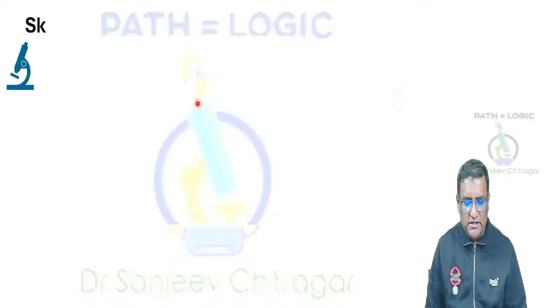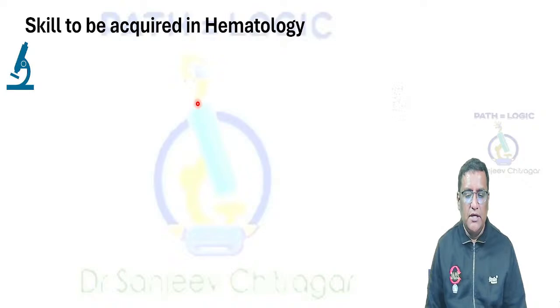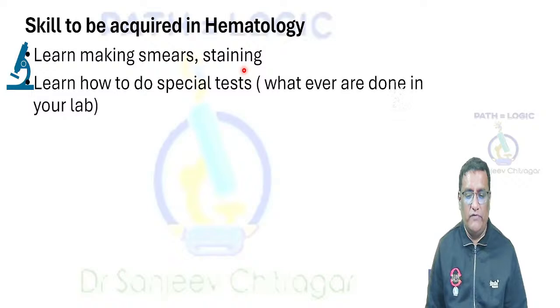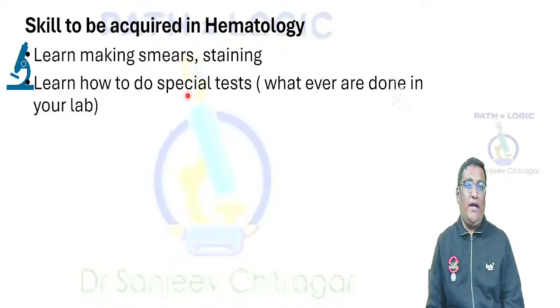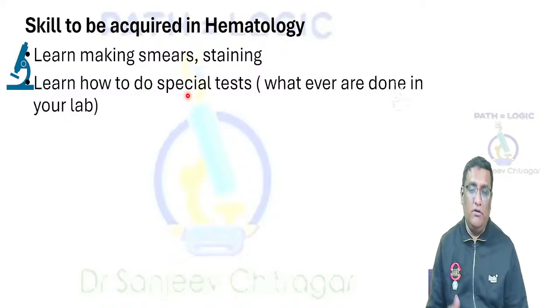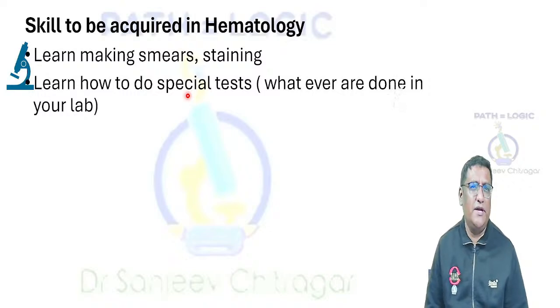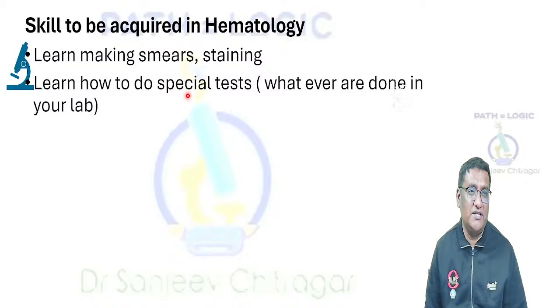So what skills do I have to acquire here? Skills to be acquired in hematology: learn making smears and staining the blood smears. That is one. Second, learn how to do special tests. Whatever is done in your lab, like osmotic fragility test, or any of the PTT, PT, whatever has been done in your labs, supravital staining, reticulocyte staining, etc.